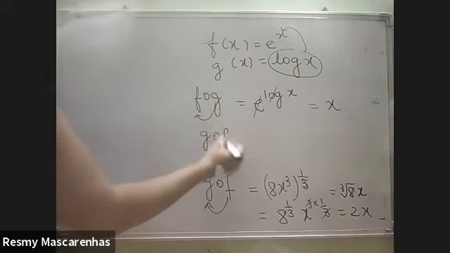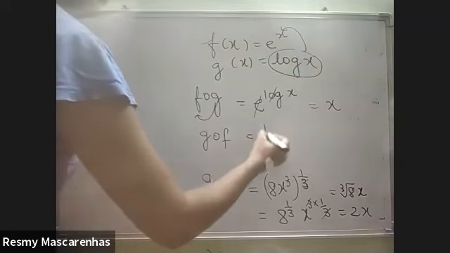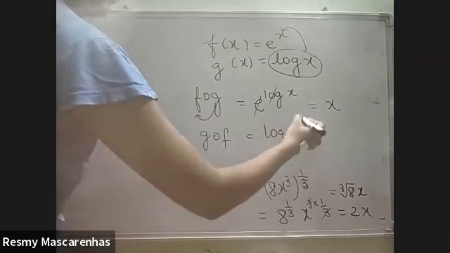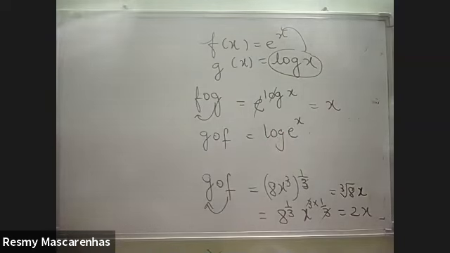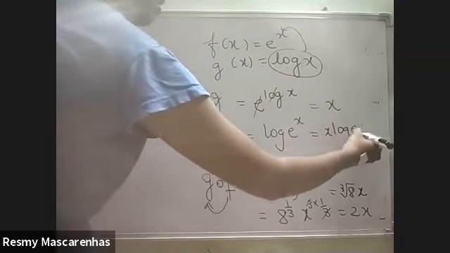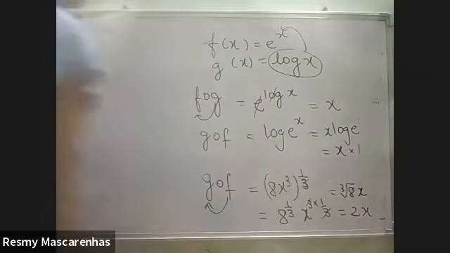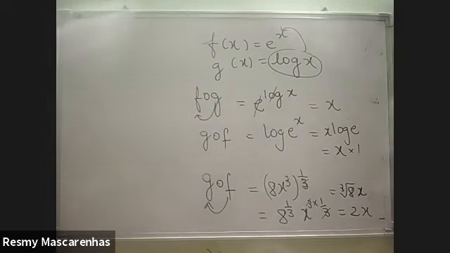Same way find GOF. So the whole e raised to x will be substituted here. And then x you can bring out as a power, x log e, value of log e is 1. So the answer is x. And that's why FOG is equal to GOF. This had come in one of the question papers, I think, for 1 or 2 marks, I don't remember. But it is there in the question papers.